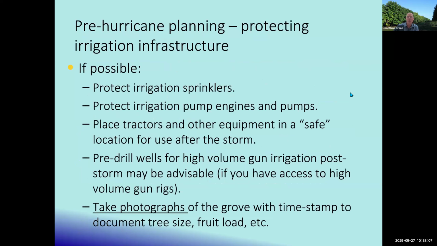So protecting the infrastructure. If you're able to protect your sprinklers, that's not common, but in some cases, sprinklers are removable. If you have time and you have the staff to do it, removing the sprinklers can be helpful to save them. Same thing with saving the engines and the pumps, and putting tractors and other equipment you're going to need after the storm in a safe place if you can. In some cases, pre-drilling alternative wells that could be used to pull water from, and then having those wells marked and protected or capped, but accessible for after the storm, can be helpful.